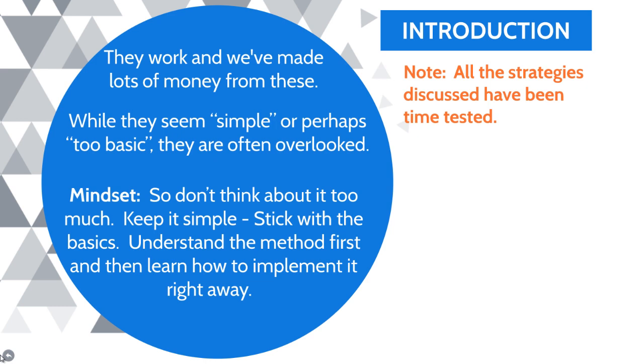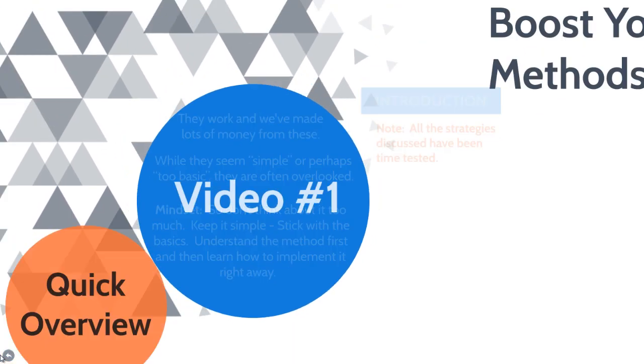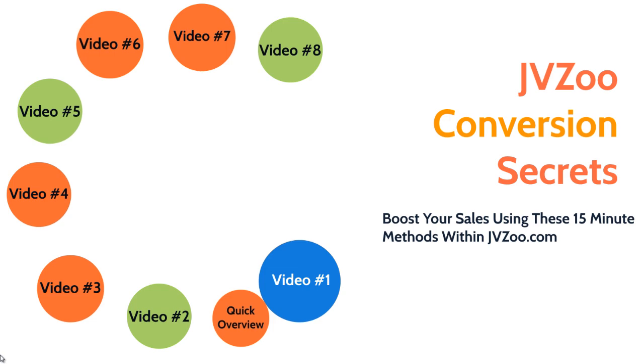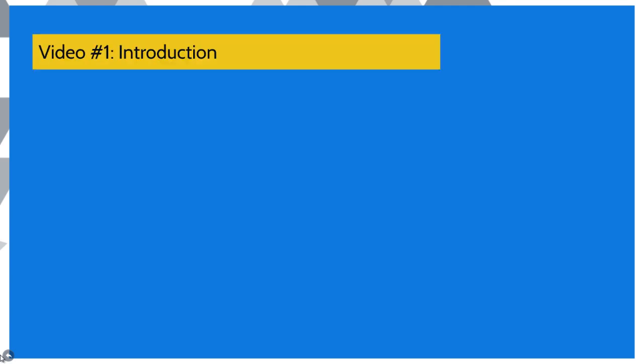So I want you to understand the method first, and then you will learn how to implement it the right way. A lot of times we're taught, okay, this is what you need to do, or this is how to do it, but there's no premise on why it is done the way it's done, right? So I want you to understand why before we actually show you how. That way it makes all sense in your mind, and that way when you actually implement it, it's just a lot easier. So what I want to do now is give you a quick overview of the video course itself so you know exactly what to expect.